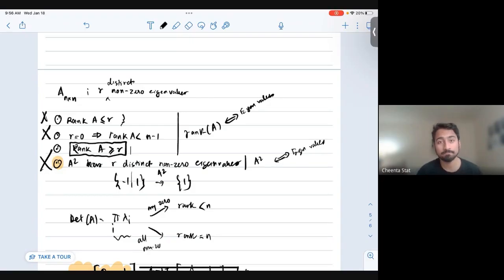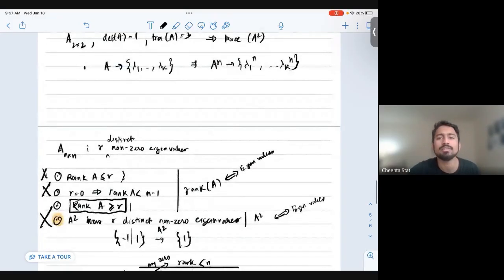What do you think? For R non-zero, distinct non-zero eigenvalues. No, the rest of them can be non-zero too. You're right. Yeah, you're right. If all of them are non-zero, the set of eigenvalues is this.